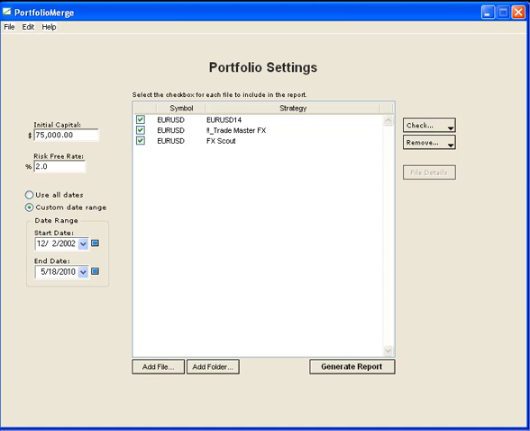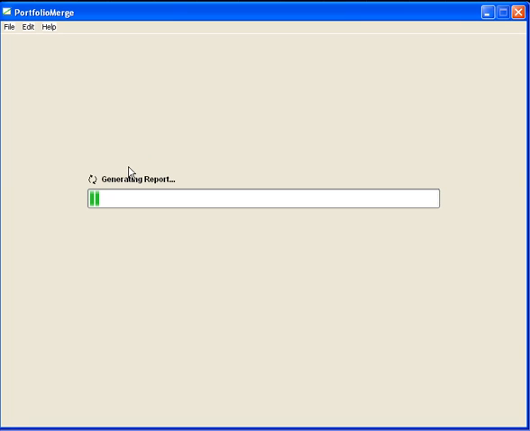So what I'm going to do now is open up Portfolio Merge. FX Razor is this Euro USD 14-minute strategy, then TradeMaster and Scout. I'm going to use initial capital of $75,000, and a start date of 12/2/2002 to 5/18/2010. I can change that, but this should just give us a general idea. It doesn't really matter, but I'd like to have at least 5 years of data. Let me change this to 5/20/2002. I hope I have enough data there, but I'll go ahead and use that because that'll be a full 8 years.